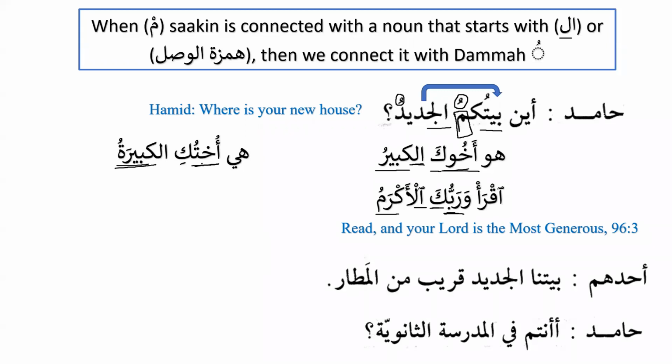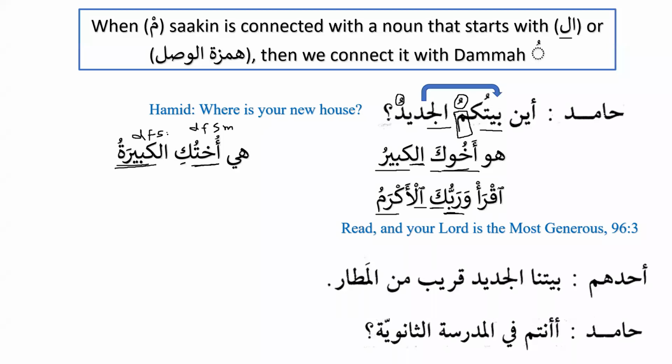So we can see now that they are both definite. Ukhtu is definite and al-kabira is definite. Then both of them are feminine. Ukhtu is feminine and al-kabira too is feminine. And similarly, in number, ukhtu is singular and al-kabira too is singular. And similarly, we can see that ukhtu is marfu and al-kabira too is also marfu.